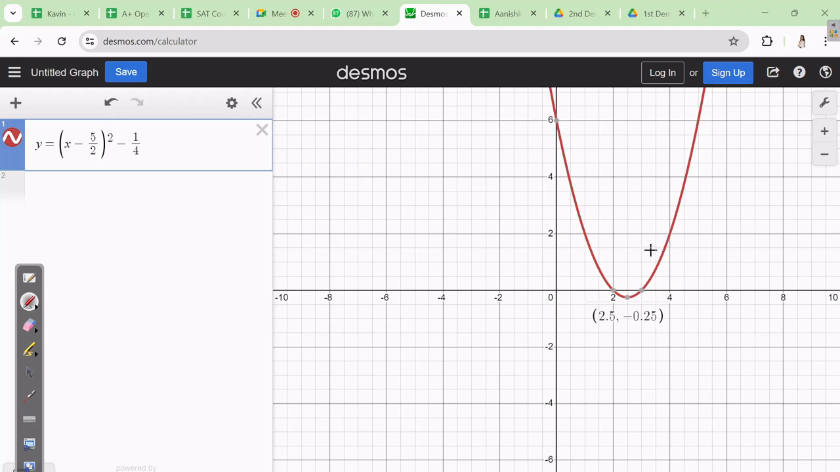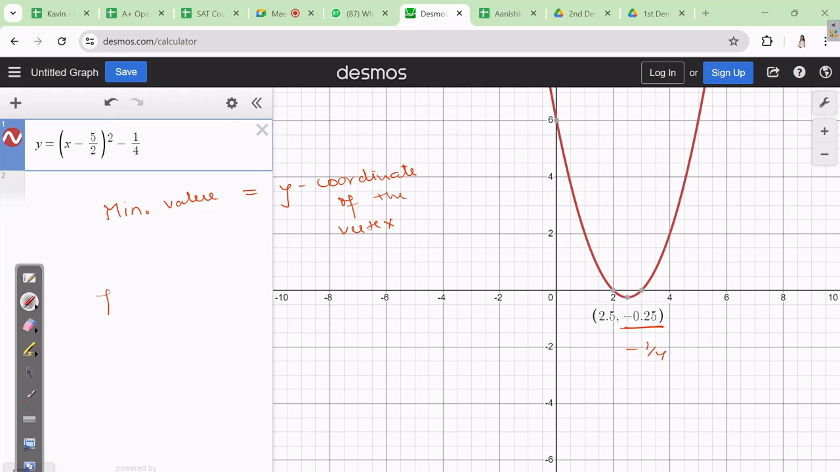Now the minimum value, we were talking about the minimum value. In this case, the minimum value will be the y coordinate of the vertex, which is negative 1/4.